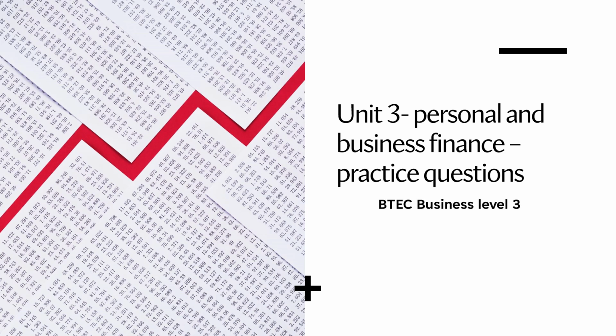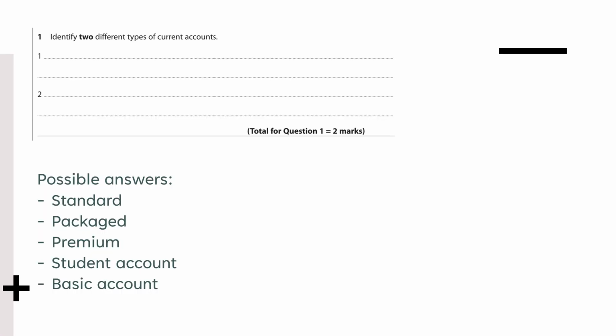In this video, I'm going to go over some practice questions for Unit 3, BTEC Business Level 3 Personal and Business Finance exam. So the first question is, identify two different types of current accounts. Now this is a 2-mark question, so you would give two possible answers. And some possible answers that you can give can be a standard, a packaged, a premium account, a student account, or a basic account. And if you write down any two of these, you'll get 2 marks.